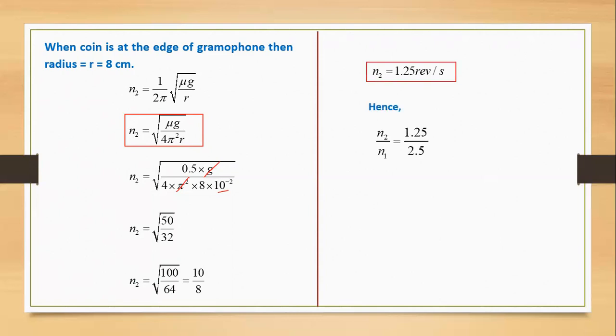So this is the second frequency, but we have to find out by what factor the answer changes. Okay? So we have to find N2 in terms of N1. So N2 by N1. N2 is 1.25, N1 is 2.5. So it is equivalent to 1 by 2. So we can write here N2 is equal to 1 by 2 N1, and this is the answer.